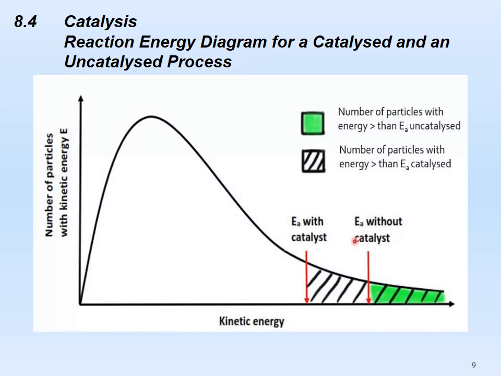Here is a reaction energy diagram for a catalyzed and an uncatalyzed process. When activation energy EA is relatively low, such as in a catalyzed reaction, a greater number of reactant particles can undergo successful collisions since more of them have kinetic energy equal to or greater than this low activation energy. In contrast, when activation energy EA is high, such as in an uncatalyzed reaction, fewer reactant particles have enough kinetic energy that is equal to or greater than this high activation energy.